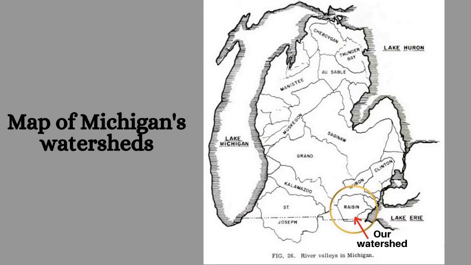That just means that all that water within that land area is flowing down and eventually running into the same river, whether that's the River Raisin, the Grand River, whatever. So back to our River Raisin watershed, most of the land is used by farming. So over 60% of the land in the River Raisin watershed is agricultural land.